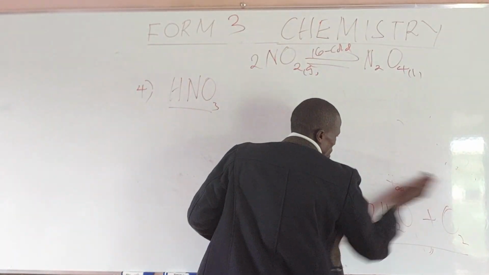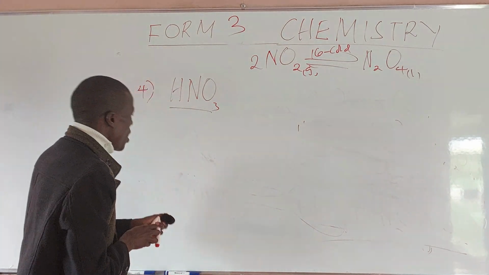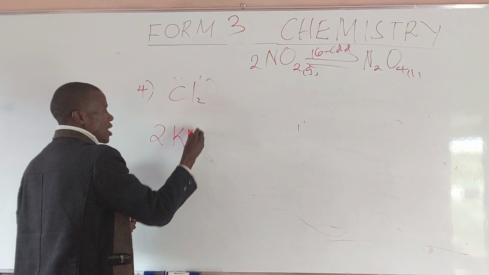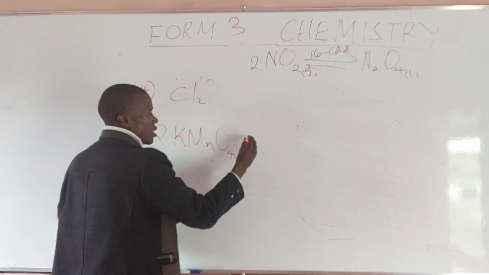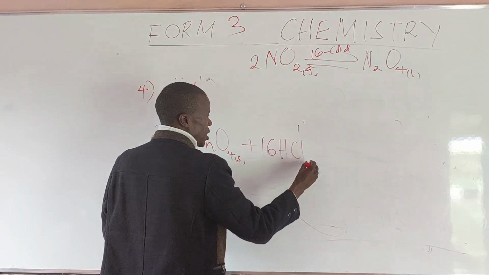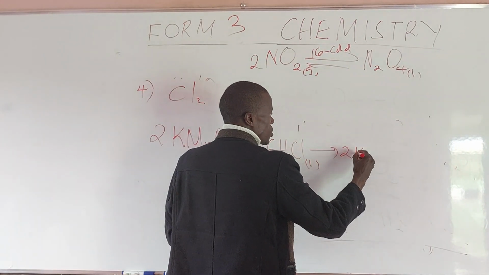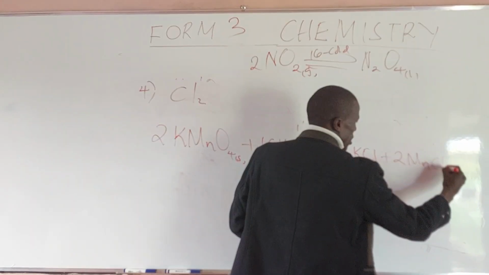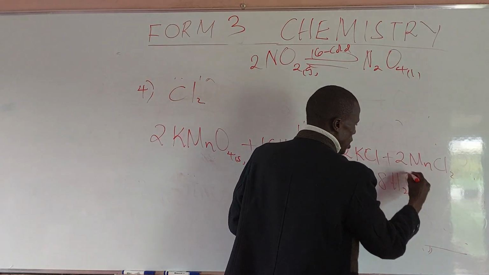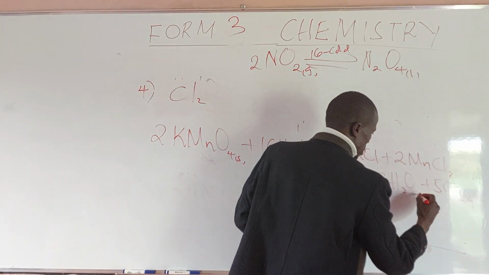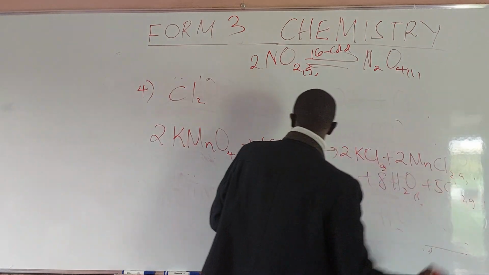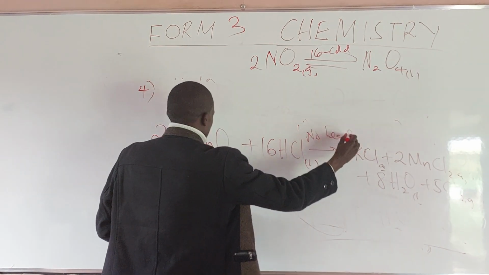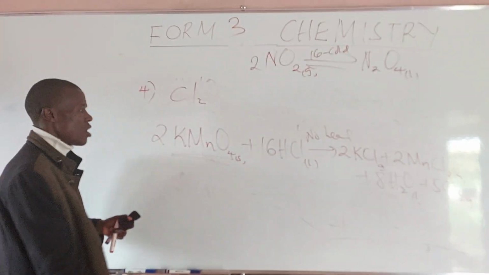Which is chlorine. We can prepare chlorine in the laboratory by having 2 moles of potassium manganate 7, 16 moles of concentrated hydrochloric acid to form 2 moles of potassium chloride, 2 moles of manganese 2 chloride, 8 moles of water, and 5 moles of chlorine gas. Here we don't need any heat, because potassium manganate 7 is a stronger oxidizing agent.